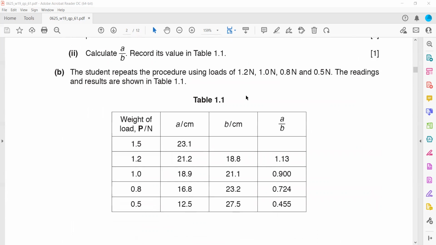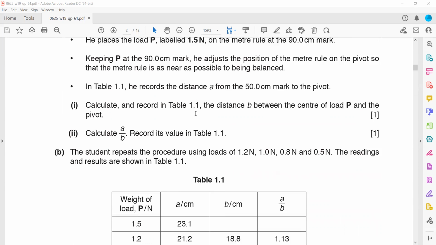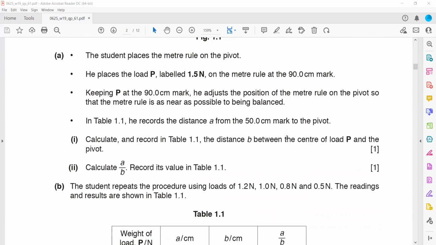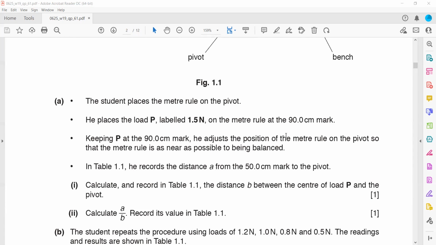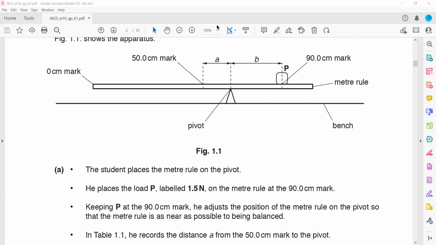The student repeats the procedure using different loads: 1.2, 1, 0.8, and 0.5. Determine the value for B. How can we determine the value for B? In Table 1.1 he records the distance A from the 50 centimeter mark to the pivot. So the pivot is at the 50 centimeter mark and he measures A.